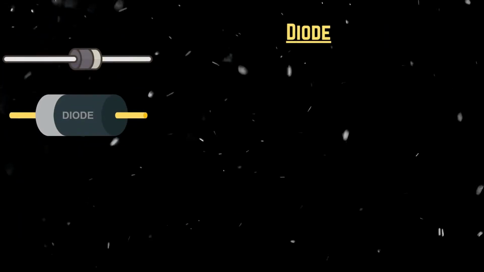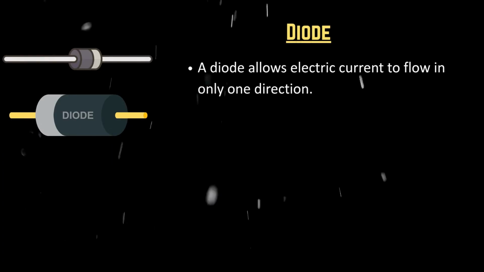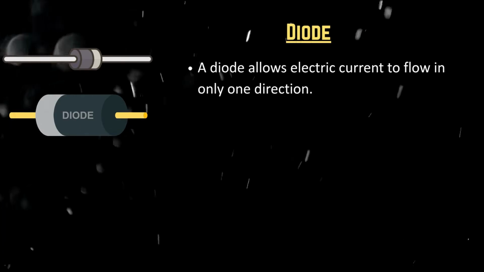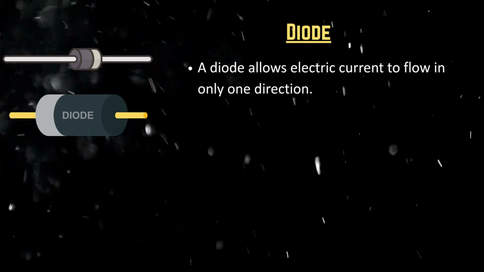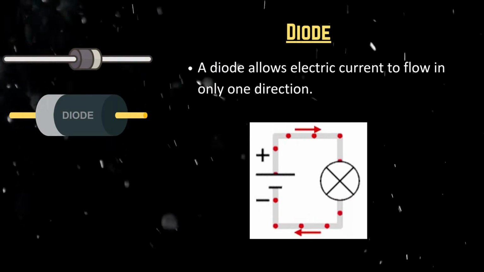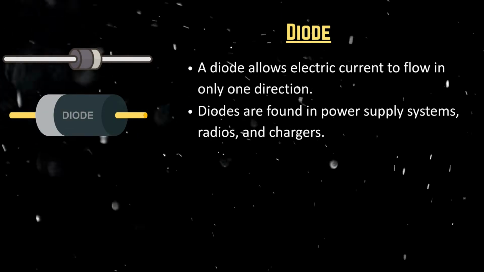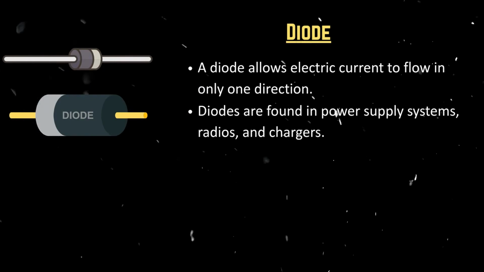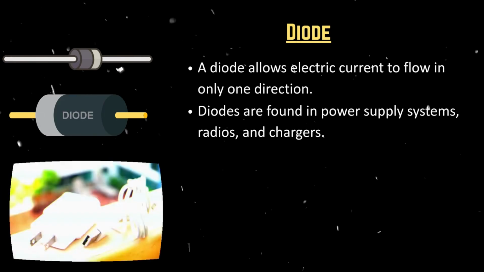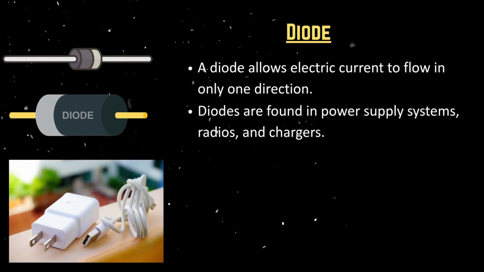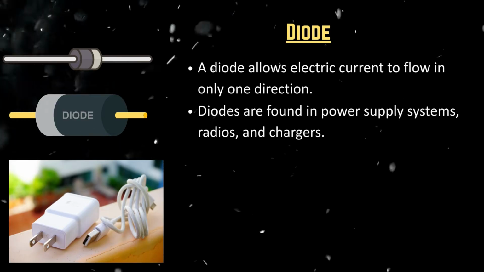Second, diode. A diode is a component that allows electric current to flow in only one direction. It acts like a one-way gate. This is helpful in protecting circuits from damage caused by current flowing the wrong way. Diodes are found in power supply systems, radios, and chargers. For example, in a phone charger, diodes help convert alternating current, AC, to direct current, DC.